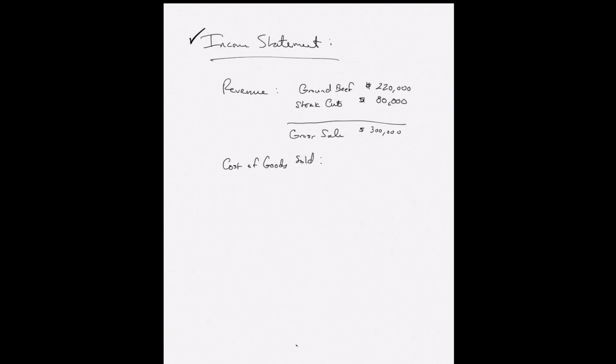All right, welcome to our video on the income statement. Specifically, we want to talk about this area called cost of goods sold. In our example today, I've got a beef company that sells cut beef products. And so they have revenue from ground beef and steak cuts. That's gross sales of, let's say, $300,000.